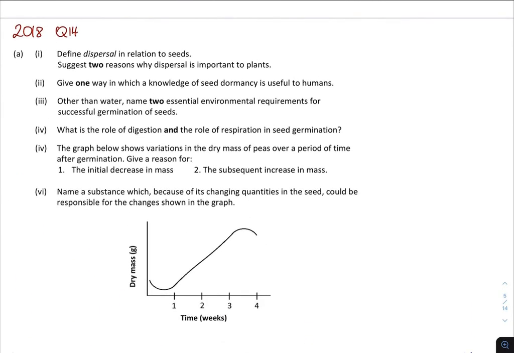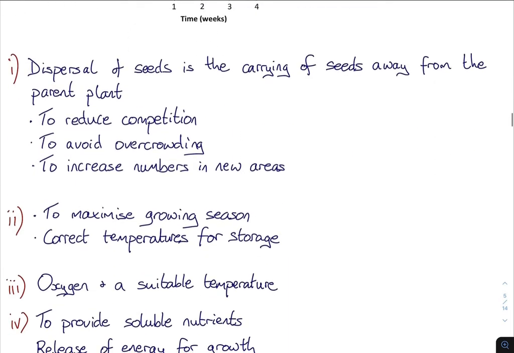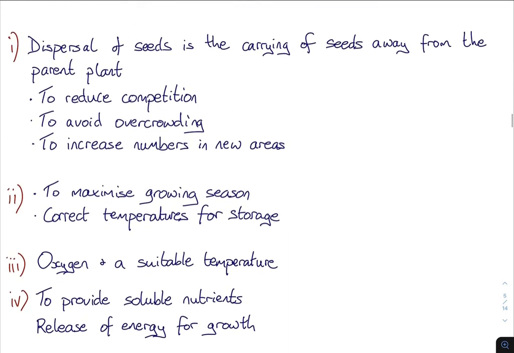What is the role of digestion and the role of respiration in seed germination? Well, why do we need digestion? It's the same thing always, to provide soluble nutrients. So digestion, to provide soluble nutrients. Respiration, you just say what it is. It's a release of energy for growth. It didn't say aerobic or anaerobic, so you just leave it as the release of energy for growth.